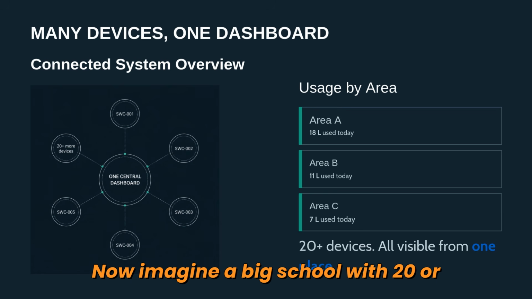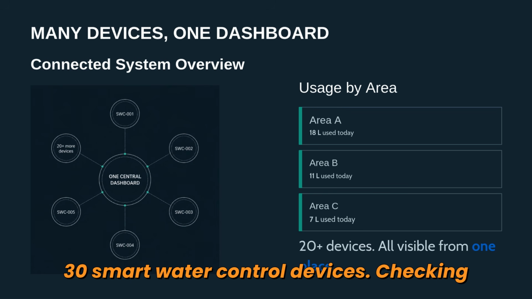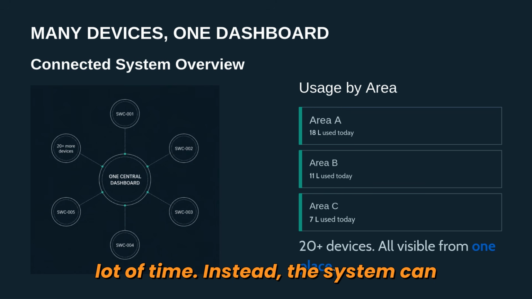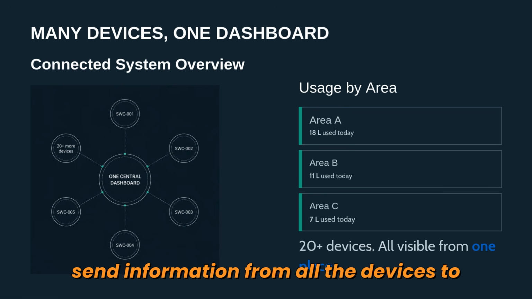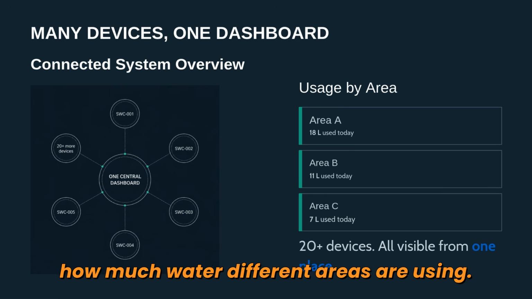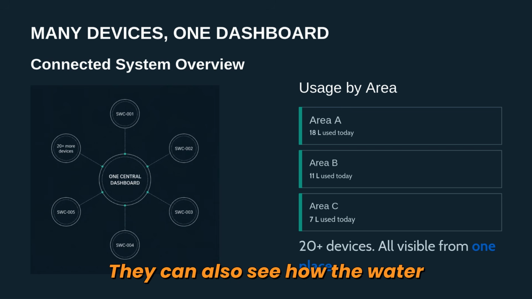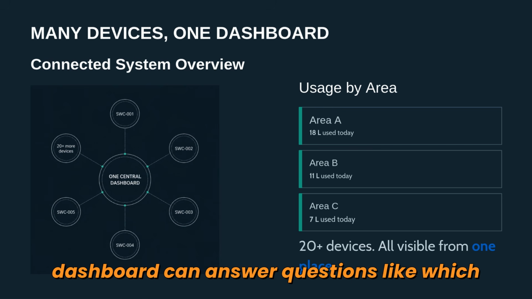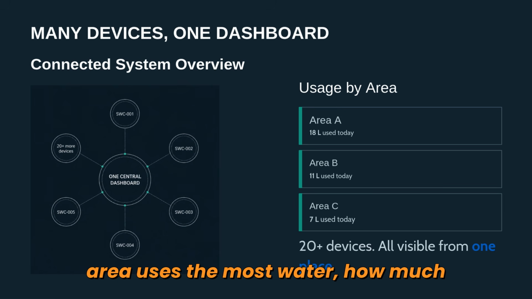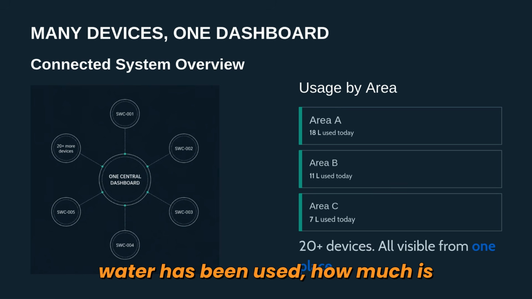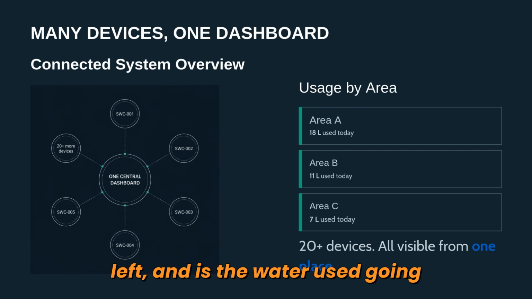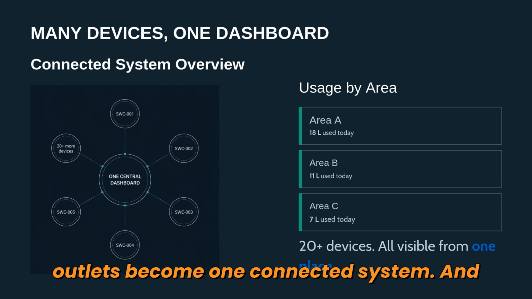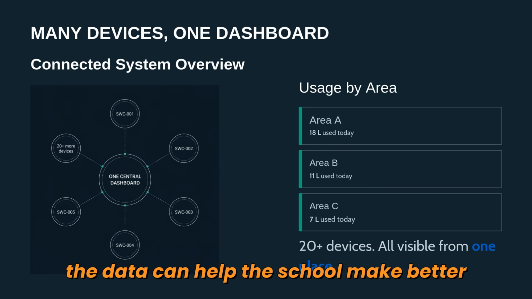Now imagine a big school with 20 or 30 smart water control devices. Checking every outlet one by one would take a lot of time. Instead, the system can send information from all the devices to one dashboard. The administrator can see how much water different areas are using. They can also see how the water use changes over time. For example, the dashboard can answer questions like which area uses the most water, how much water has been used, how much is left, and is the water use going up or down. So many separate water outlets become one connected system, and the data can help the school make better choices.